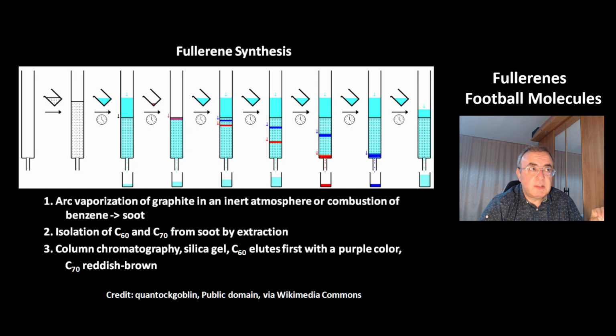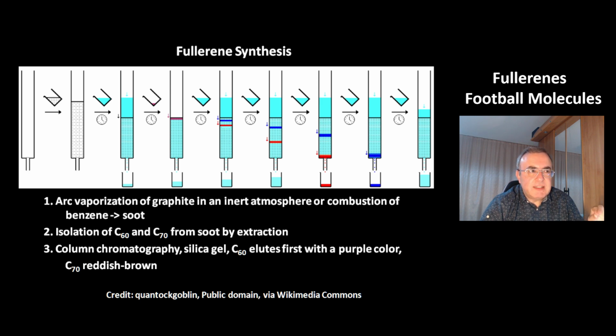This is how you can synthesize fullerenes. First step is arc vaporization of graphite in an inert atmosphere or combustion of benzene. That gives you a soot which contains the fullerenes. Second step is isolation of C60 and C70 from the soot by extraction. And the last step is a column chromatography with silica gel, solid phase, and organic solvent.